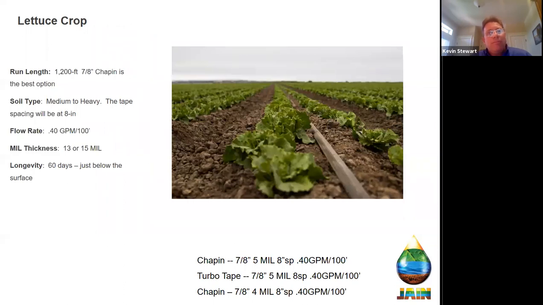This picture doesn't show it, but this tape is buried about an inch below the soil surface. This is at the very end of the run, and sometimes the tape will be exposed. But this is more of a medium to heavy soil type. We're actually going with an 8-inch medium flow product on here. This is a 5 mil drip product.